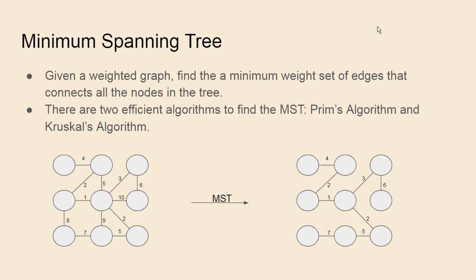Assuming that the weights are positive, this must be a tree, because if we have more edges than a tree, we can always remove one, and still everything is connected. This is known as a minimum spanning tree. There are two commonly used efficient algorithms to find the minimum spanning tree: Prim's algorithm and Kruskal's algorithm. Here we're going to cover both.